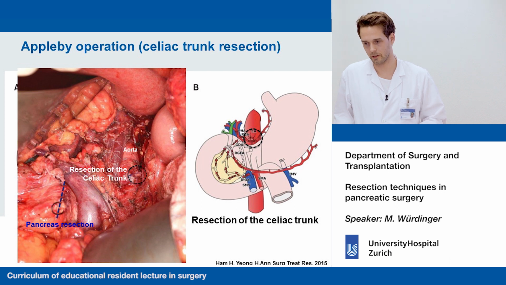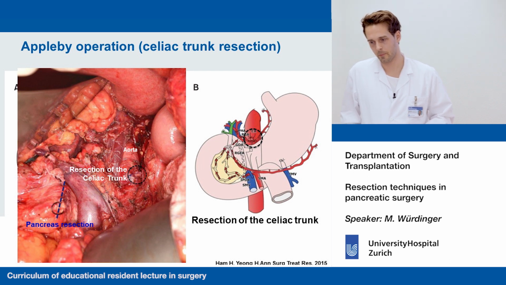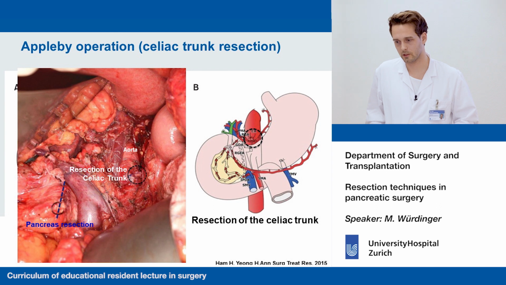Here's the anatomy after the resection. We see the transection line again of the pancreas. This is the head of the pancreas. Here the venous axis. And here the aorta with the resected celiac trunk.